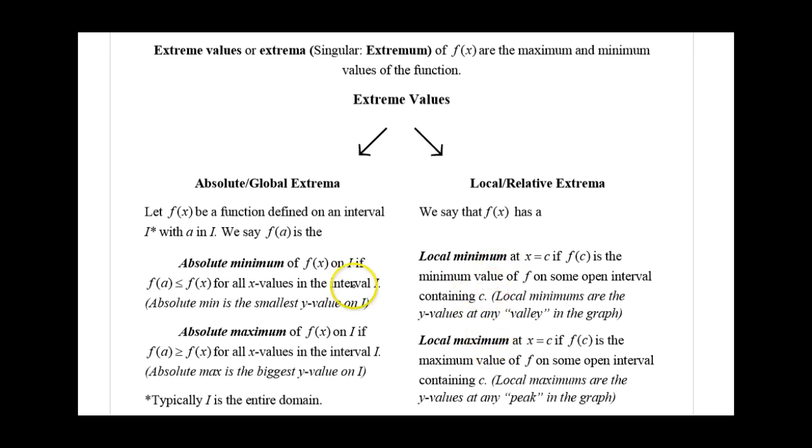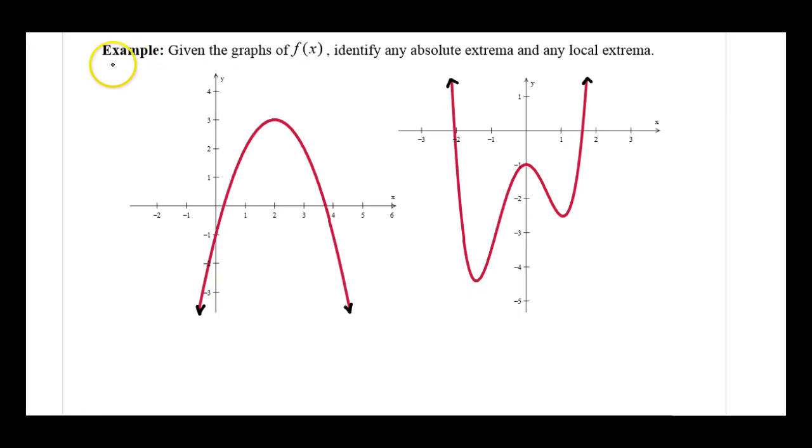So there can be more than one, as opposed to an absolute minimum or an absolute maximum, which is just the biggest y value or the smallest y value. And all of these have to be real numbers. So in other words, we cannot ever classify a min or max as infinity or negative infinity because those are not real numbers. Alright, so now let's make this a little more concrete by looking at an example.